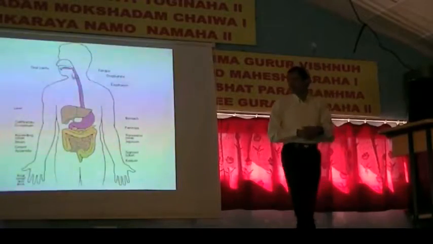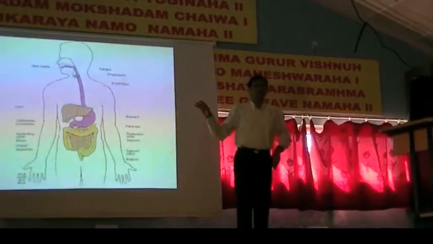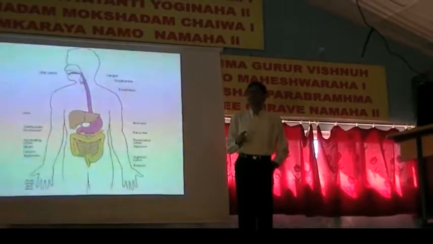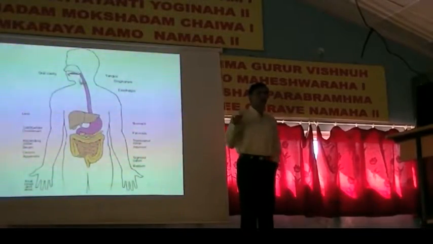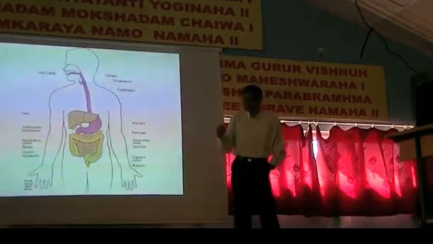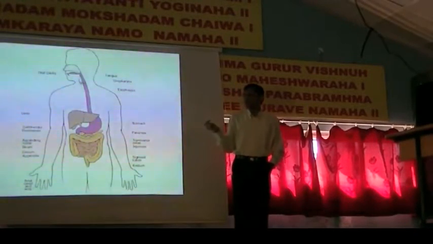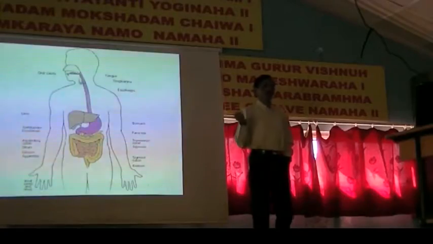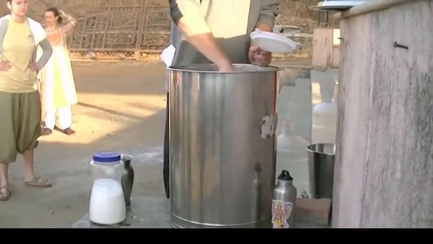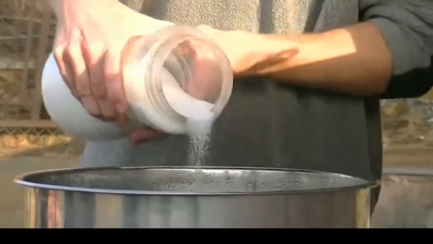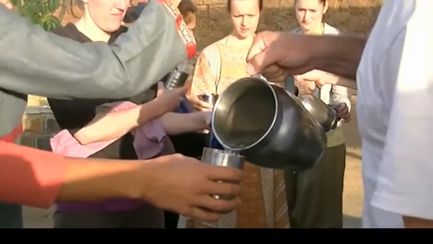So once in a while, if you want to clean the digestive system, one process which has been suggested is the practice of vaman or regurgitation. Regurgitation in simple words is vomiting. This process actually involves consuming 7 to 8 glasses of salted water. Just warm salted water, and you are supposed to consume 7 to 8 glasses of it.